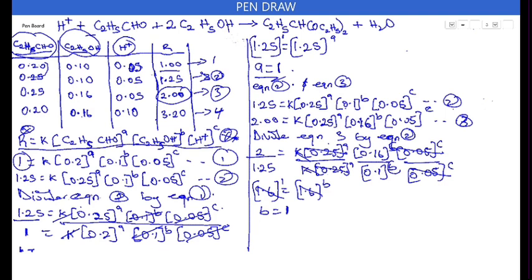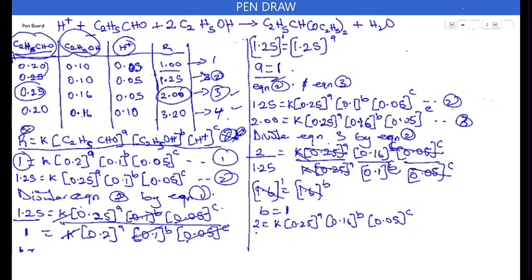So we have gotten a, we have gotten b. Looking for c will be very easy using the same method that we just used. So let's look for c. Let's use equations 3 and 4, using the same particular formula as our major formula here. Now our rate for equation 3 still remains 2. So we have 2 equal to k, open bracket, the concentration we have is 0.25 raised to power a, and then 0.16 raised to power b, followed by 0.05 raised to power c.